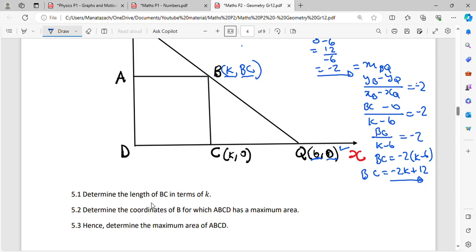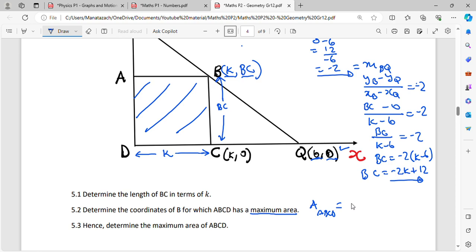Then for question 2, determine the coordinates of B for which ABCD has a maximum area. So here is ABCD, this rectangle here. Remember, when they talk about maximum area, you must start thinking about working out the derivative. Firstly, the area for ABCD, remember, this is a rectangle, and this distance here will be the base. It's equal to K, and then our height will be BC.